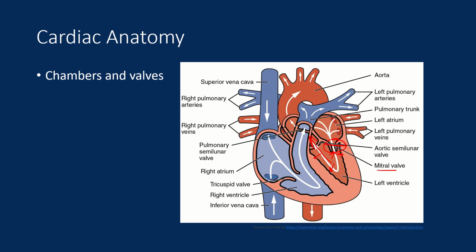When the ventricle relaxes, pressure in the aorta will then exceed pressure in the ventricle, which will cause the aortic semilunar valve to close. And a similar process would occur in the right ventricle.